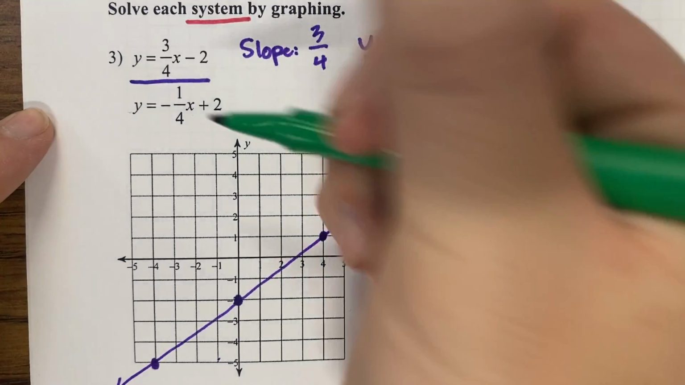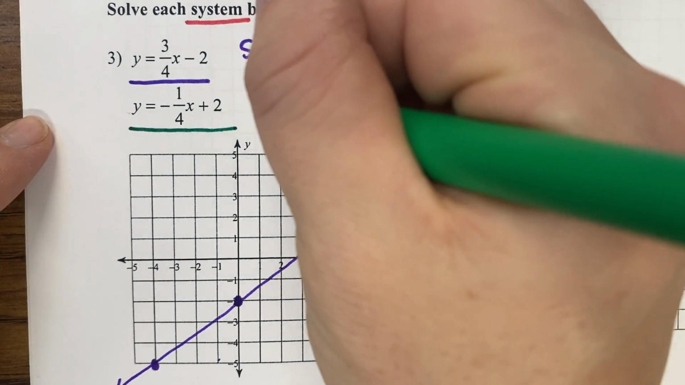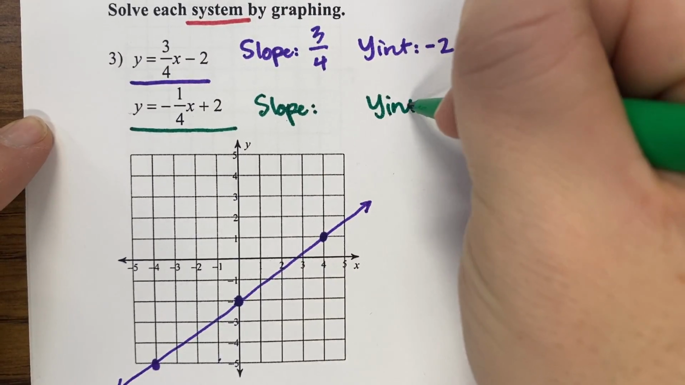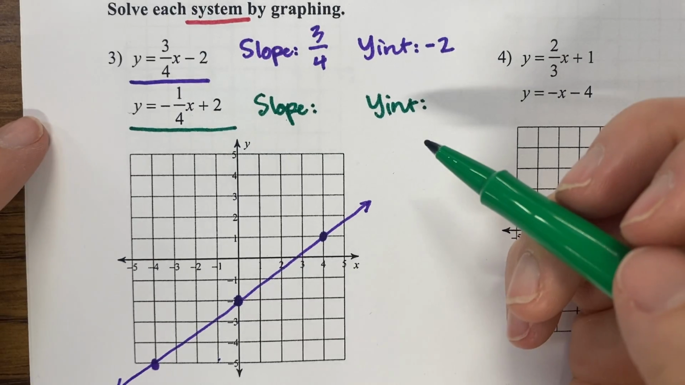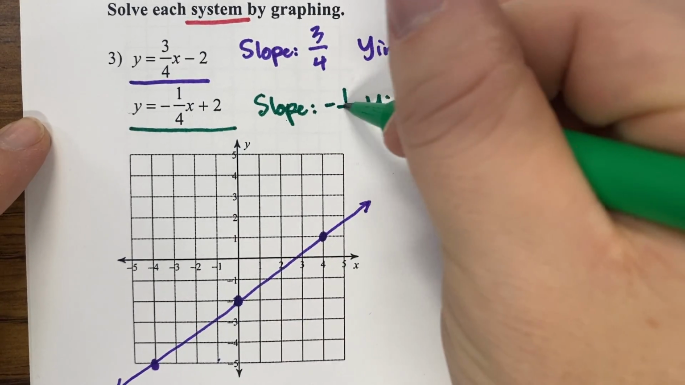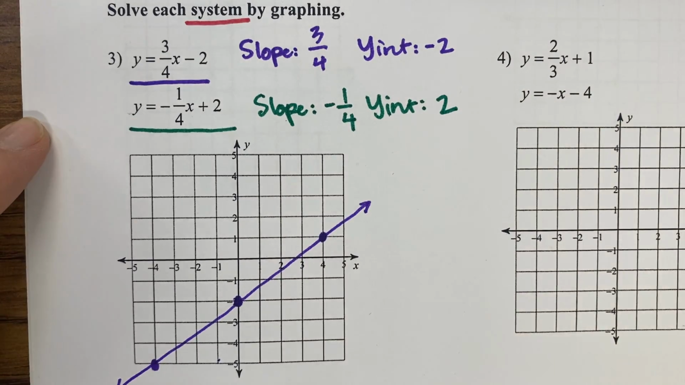Okay, well now let's look at our second equation. We'll call this our green equation. Let's identify our slope and our y-intercept for our green equation. My slope is right in front of the x, so this is a -1/4. And my y-intercept is +2.